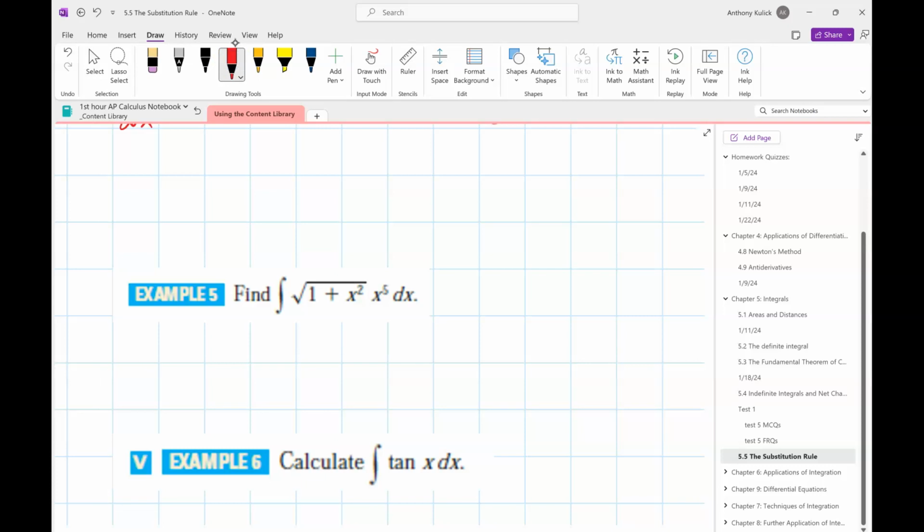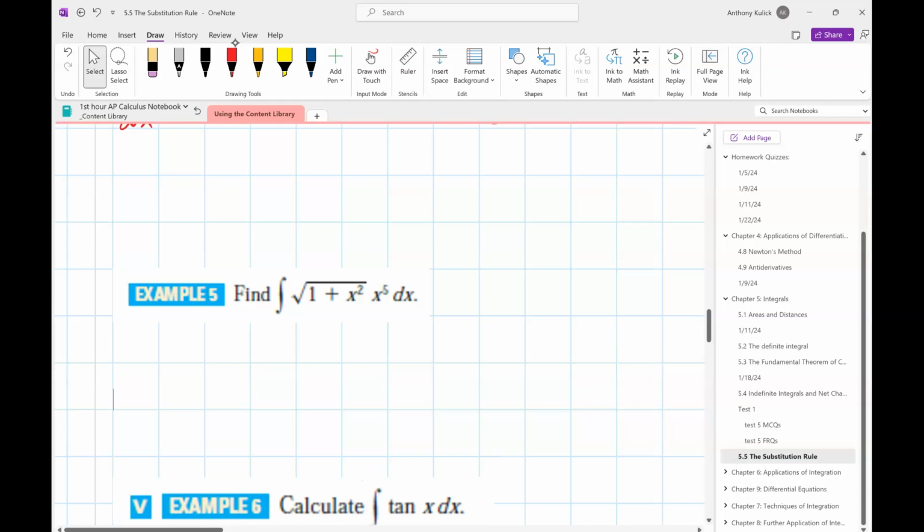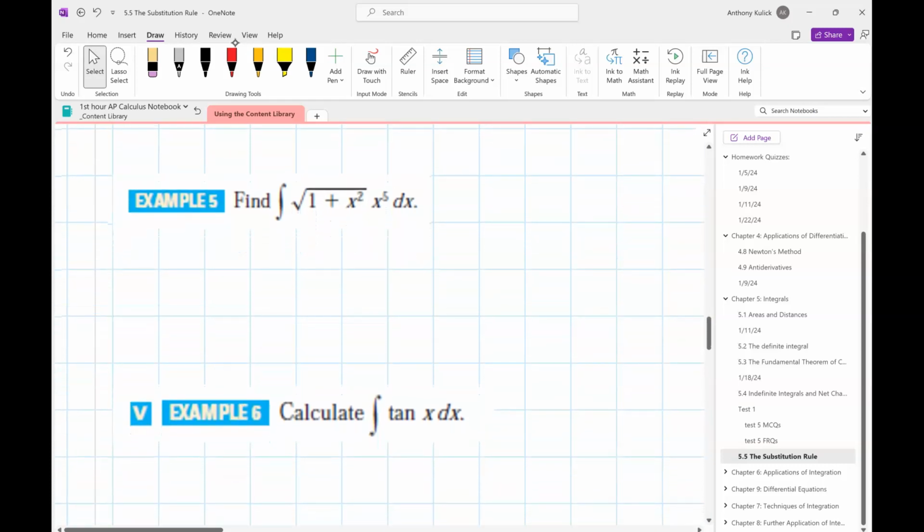This is going to be tricky, right? You look at this and it immediately looks problematic. What appears to be the problem here? What would be the obvious choice for you? 1 plus x squared. When you take the derivative of that, what are you going to end up with? 2x. And then that means we have leftover x's somehow, right? Let's see how this plays out. This is the correct u.